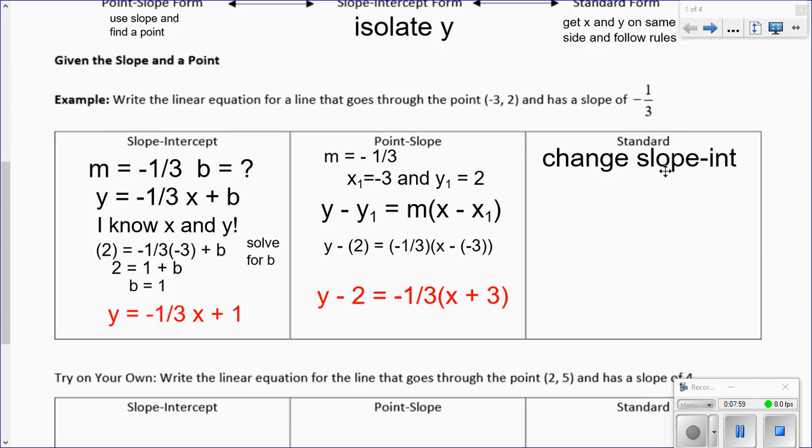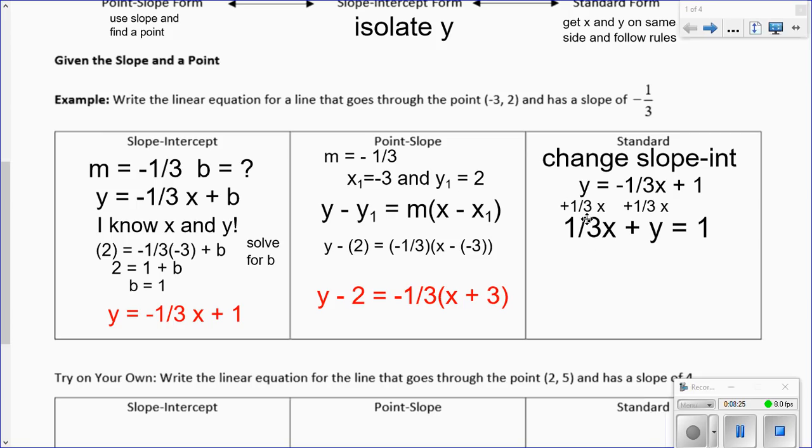Standard doesn't really have a quick plug and chug kind of way, so it's just easier to put it in one of these two forms and then change it to that. So this was the slope-intercept form. I'm going to move my x to the other side. So I'm going to add 1/3 x to both sides, and they will cancel out on this side, but I can't combine them, which is fine because that's what I want. I want an x term and a y term, and it equals some number.